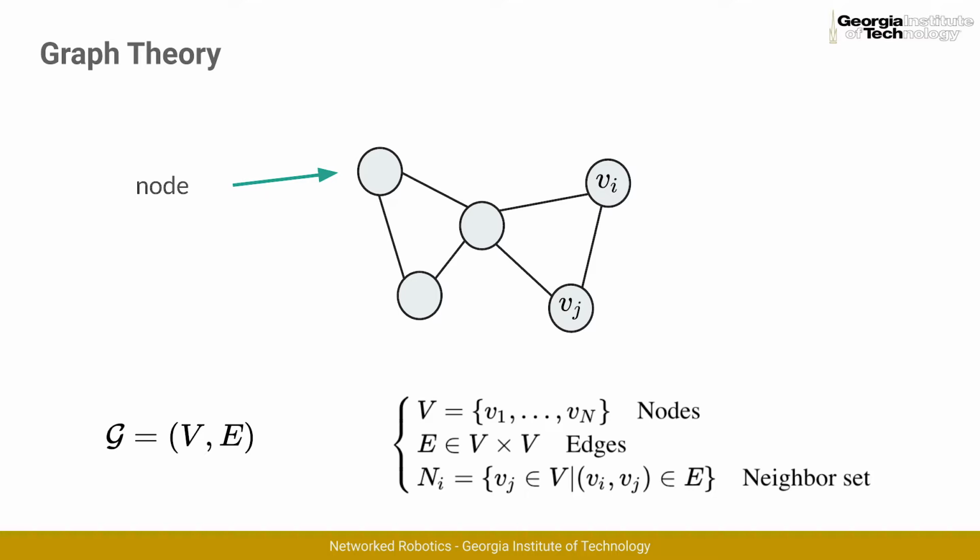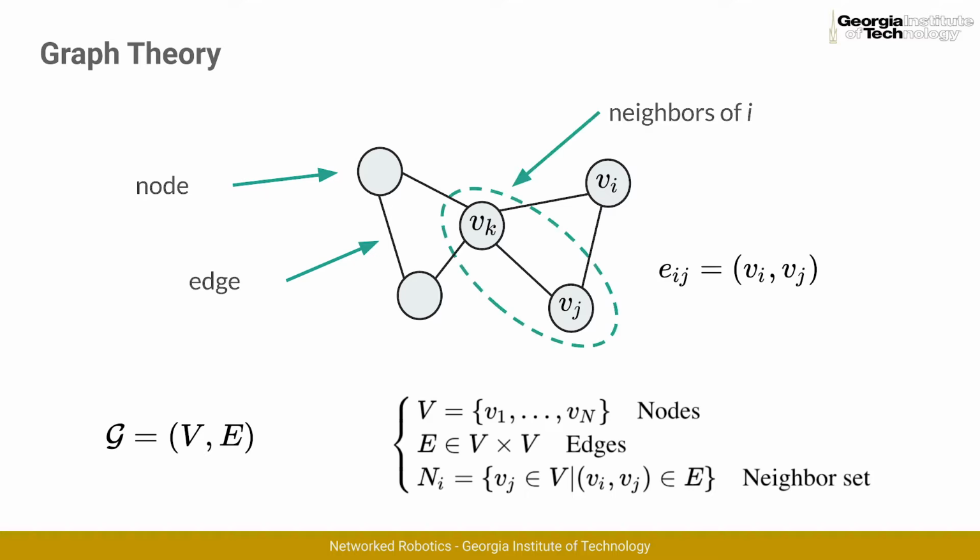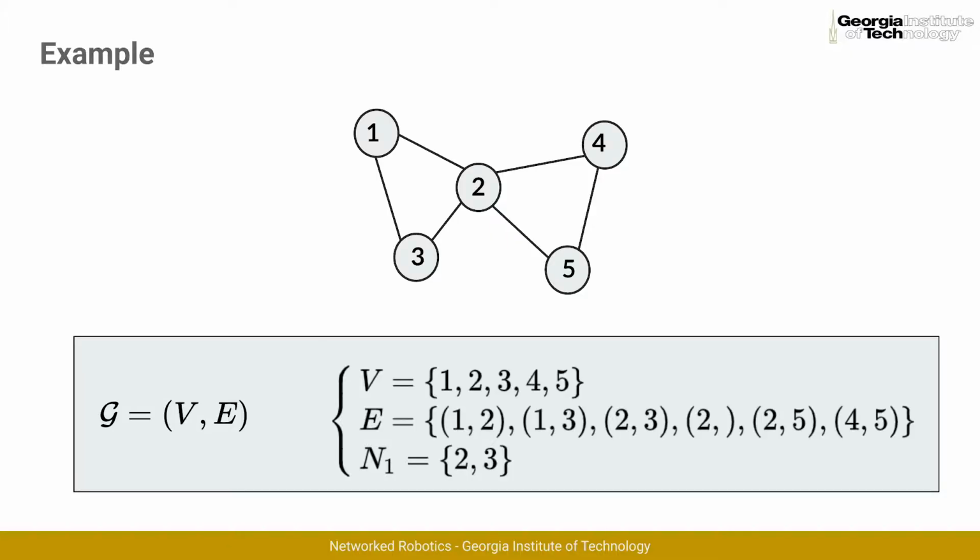The second ingredient is a list of edges, which we graphically represent as lines between some pairs of nodes. The list of edges is a set of node pairs, and we denote it with a capital letter E. Not all nodes need to be connected by an edge, and we call a pair of nodes connected by an edge neighboring vertices or neighbors. For example, the set of nodes and edges for the graph in the figure are the ones shown here. In addition, the neighbor set corresponding to node 1 is composed of the nodes 2 and 3.